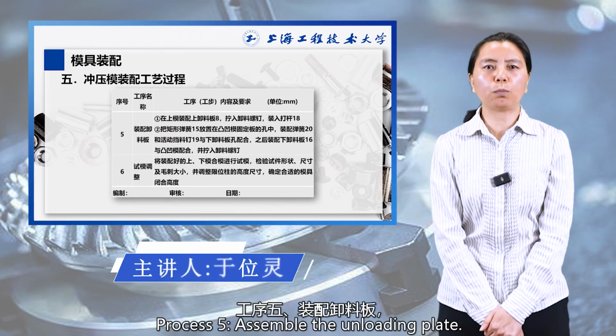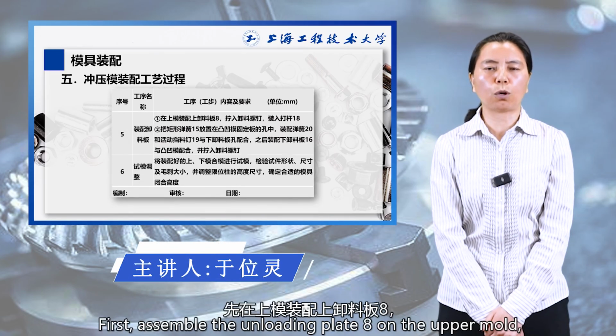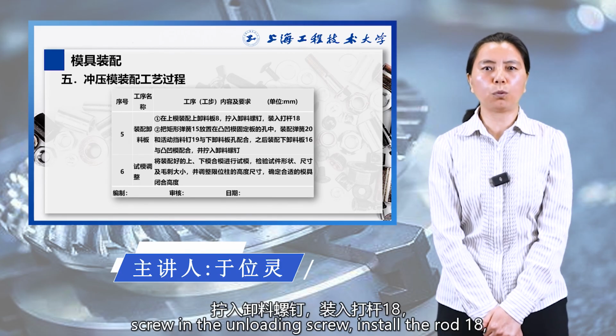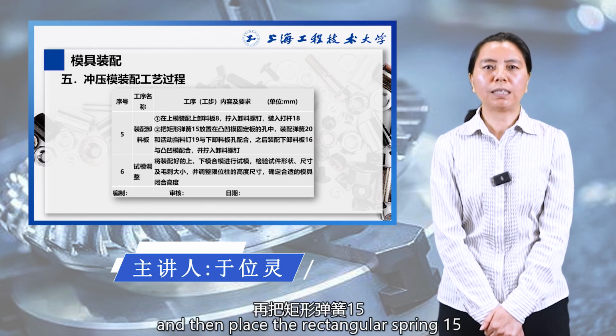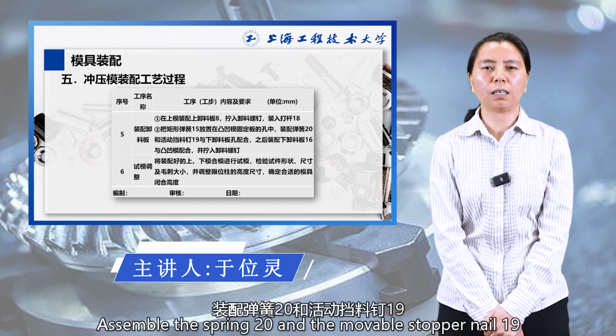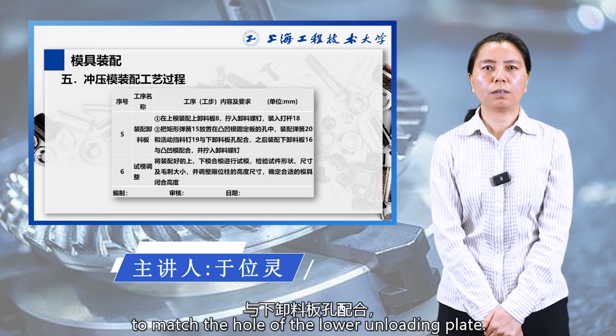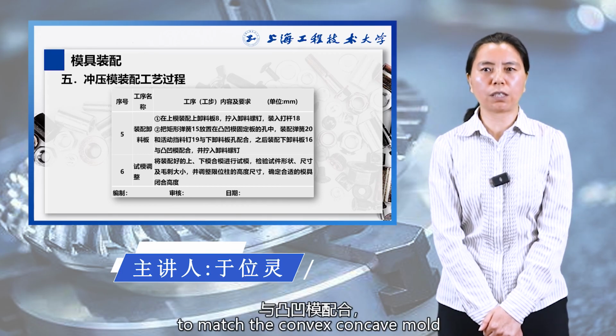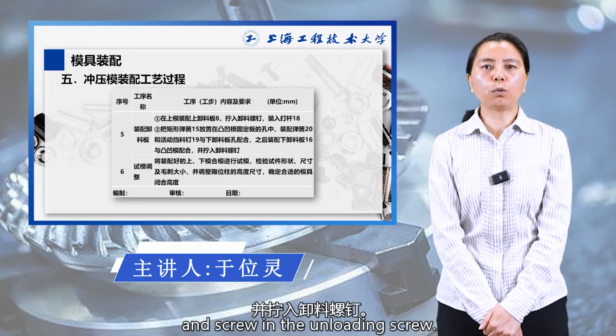Process 5. Assemble the unloading plate. First, assemble the unloading plate 8 on the upper mold. Screw in the unloading screw. Install the rod 18. And then place the rectangular spring 15 in the hole of the convex concave mold fixing plate. Assemble the spring 20 and the movable stopper nail 19 to match the hole of the lower unloading plate. Then assemble the lower unloading plate 16 to match the convex-concave mold, and screw in the unloading screw.